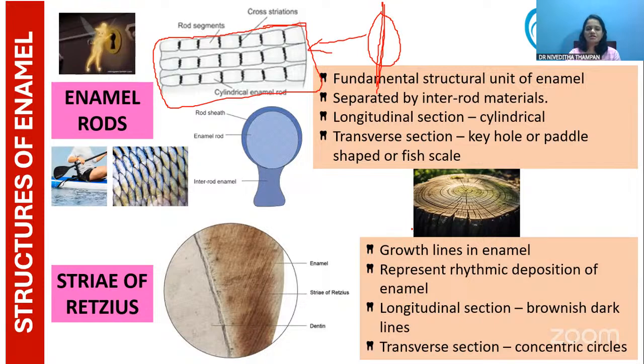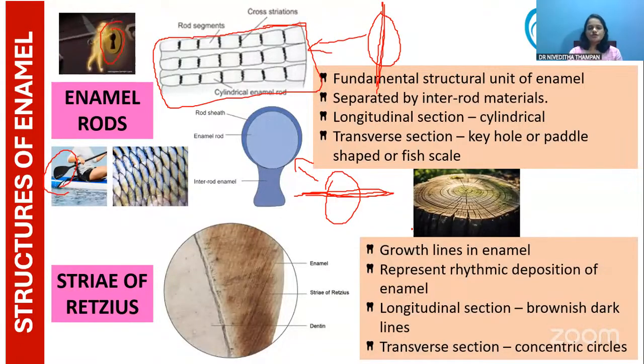Okay, but if you're cutting the tooth in a transverse section, so this is the transverse section, and again you look at it under the microscope, you will see the enamel rods like this. Okay, so that is the keyhole shape, or it is also called the fish scale shape, or also called the paddle shape. Okay, paddle shape, the one we use to row boats and all. Yes, that is the paddle shape or keyhole shape like this.